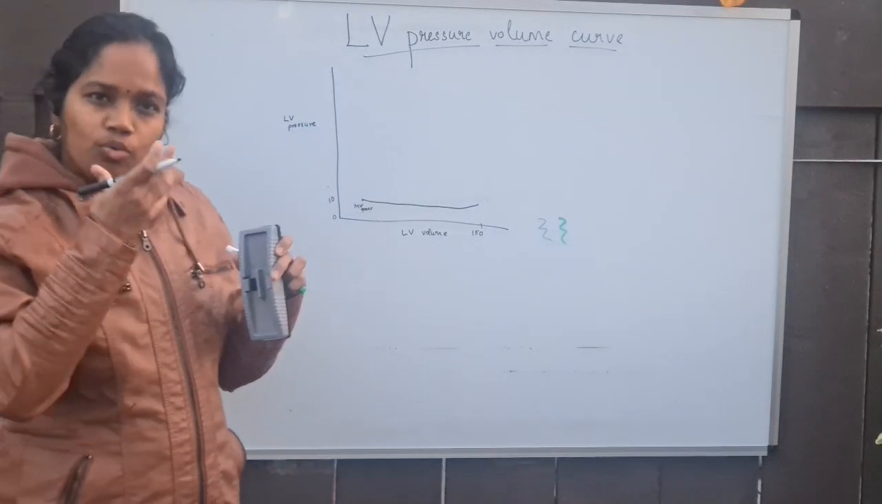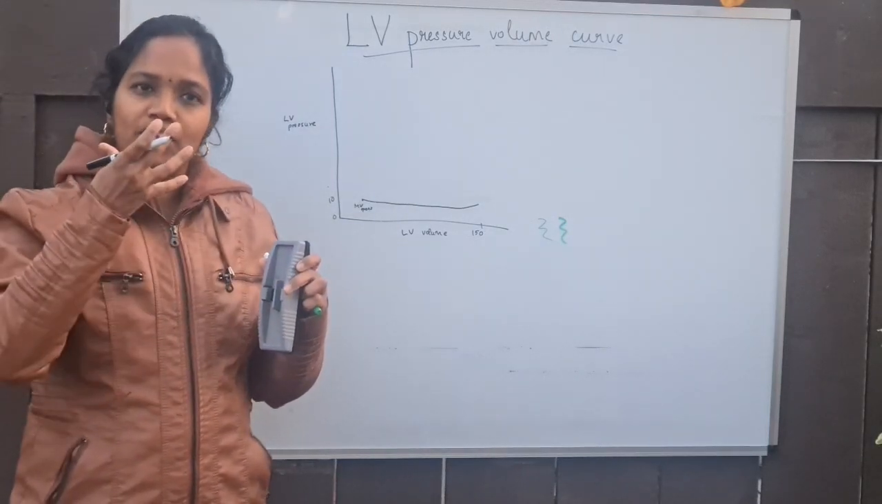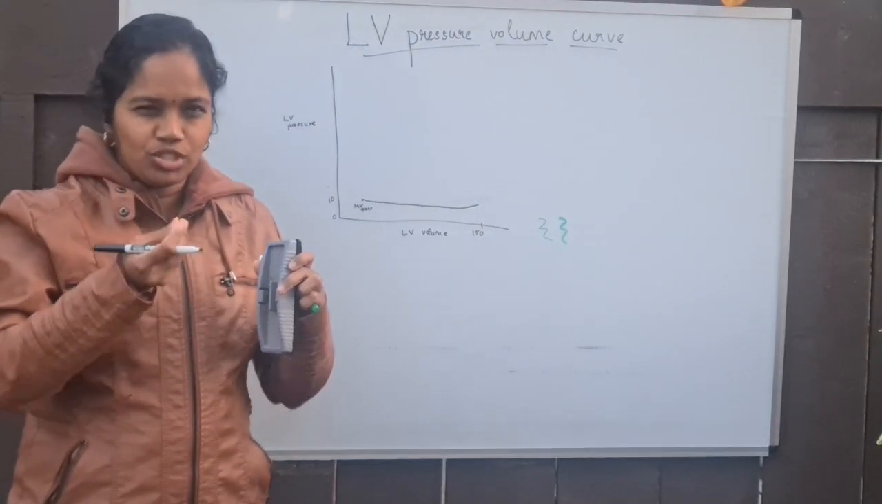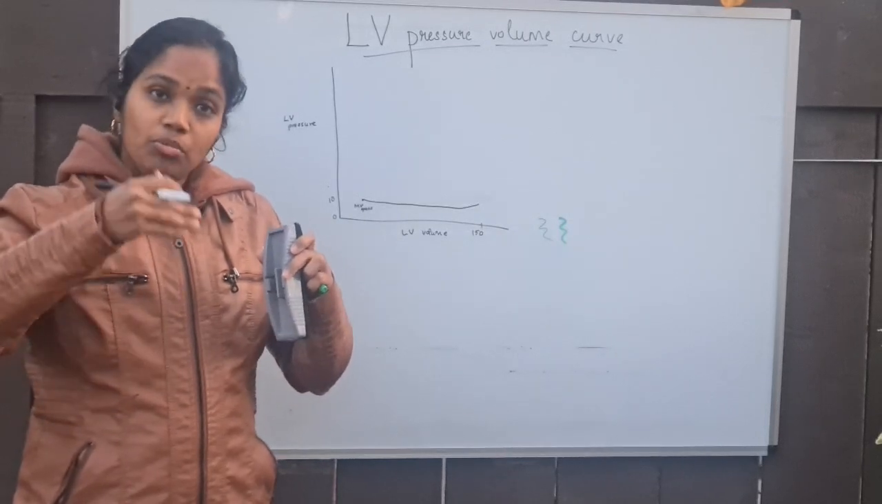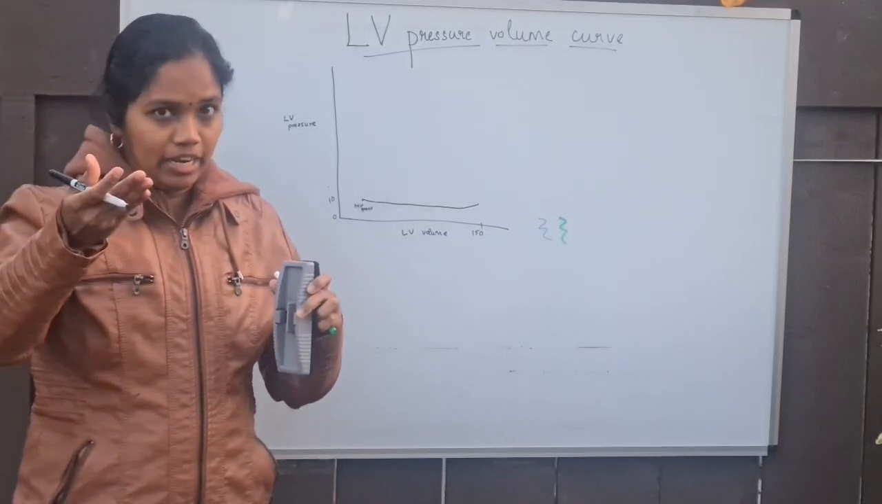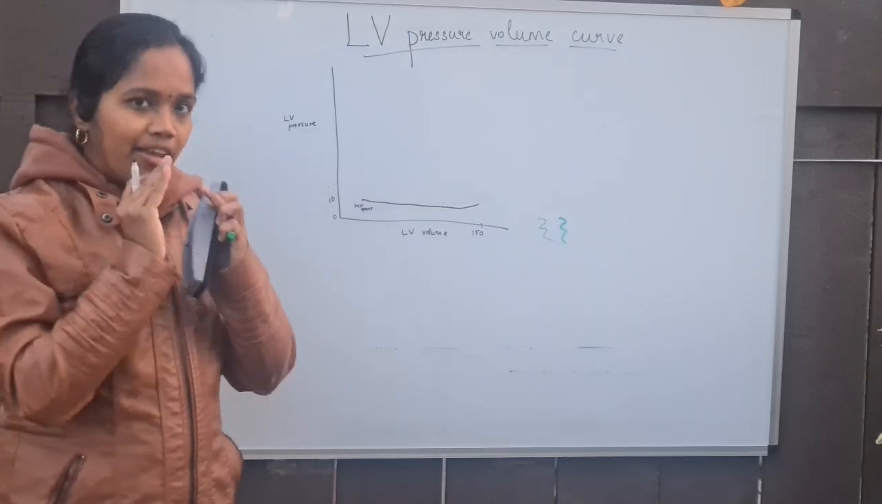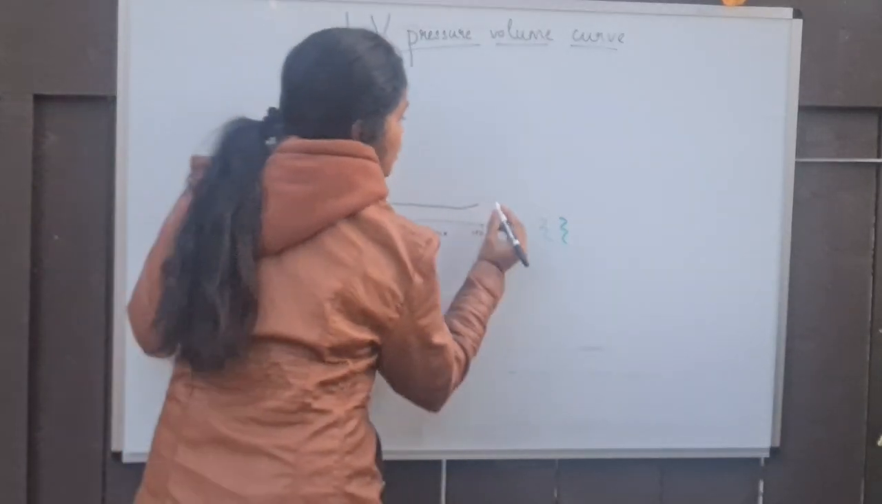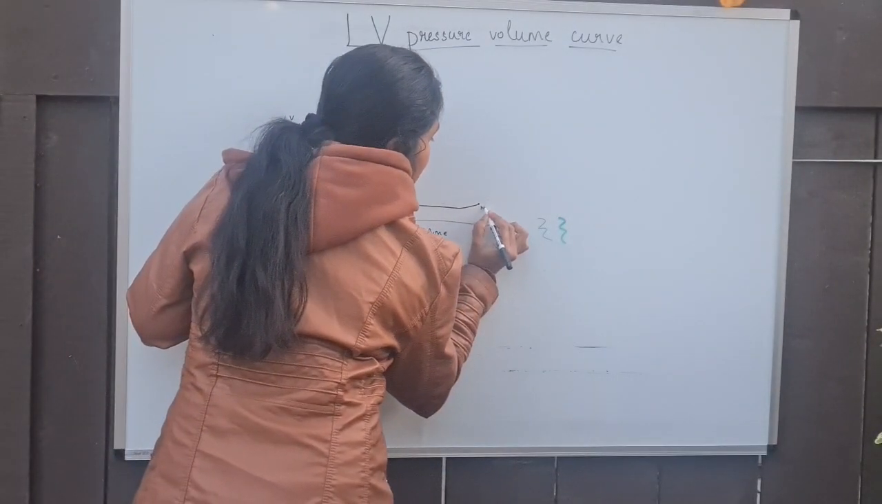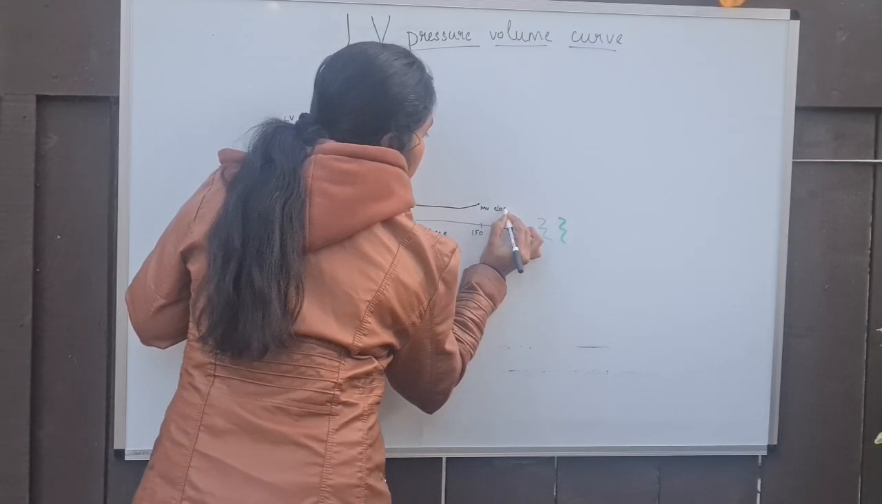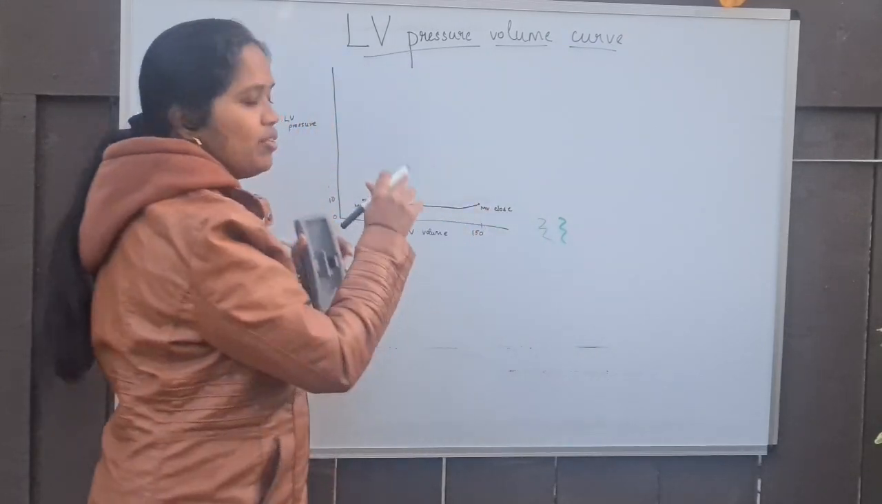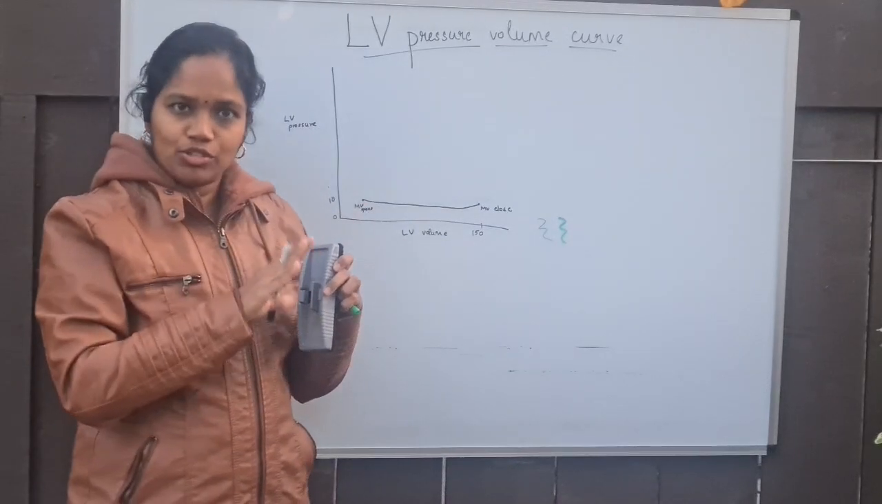Once the left ventricular volume has increased, the left ventricular pressure will also start to rise, such that it will be much higher than the left atrial pressure, and the mitral valve will close. When there is a pressure difference, the mitral valve will close. After that, the mitral valve is closed, and the aortic valve is also closed.